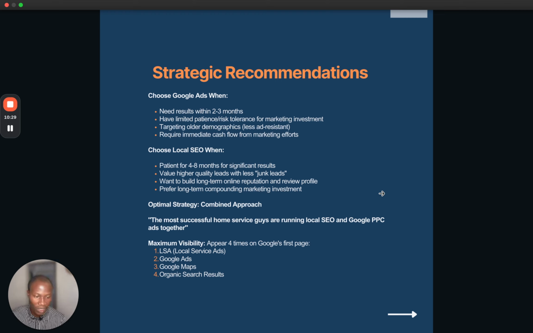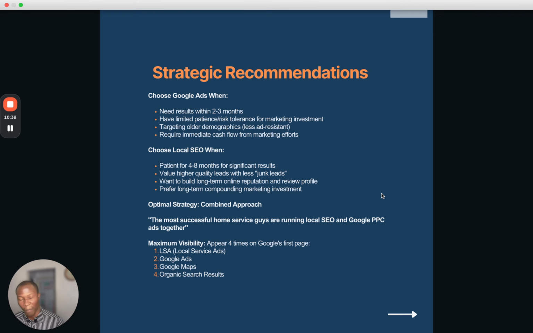The most successful home business guys are running local SEO and Google PPC ads together. Maximum visibility: you appear 4 times on the Google first page. First of all, on the local search pack, which is that map pack, you appear there for Google Ads. You appear organically for the Google Map section, and you also appear organically. So you have the sponsored section at the top, local search ads. Then you have Google Ads itself, which is the sponsored section. Then you have the organic Google Maps and the organic search results. So you're appearing 4 times all over Google, which makes it unreasonable for you not to get those calls.